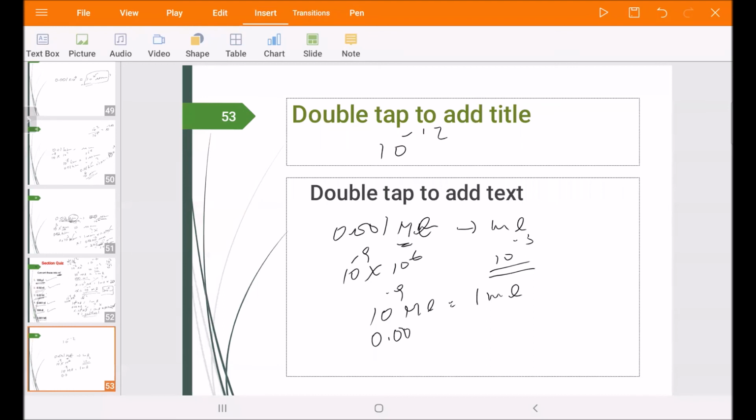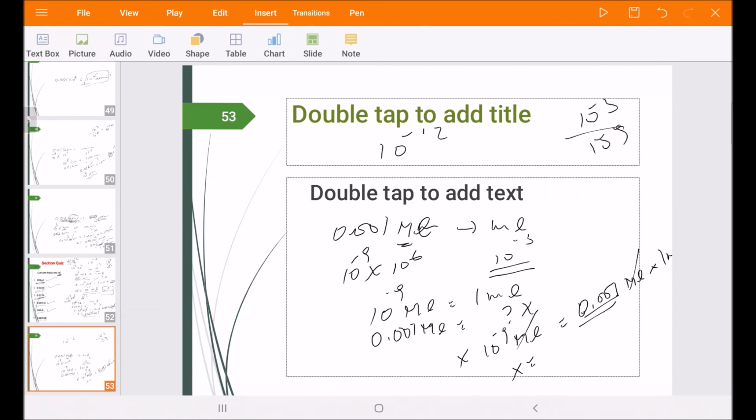Now, if you have 0.001 megaliter, this is equivalent to x times 10 to the power of minus 9 megaliter, equal to 0.001 megaliter times 1 milliliter. Megaliter cancels. To obtain x, I have to divide both sides by 10 to the power of minus 9, which is 10 to the power of minus 3 minus minus 9, so 10 to the power of 6 milliliter.